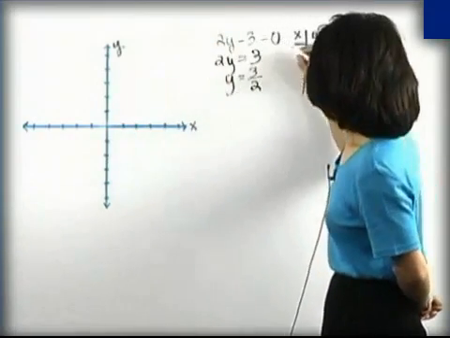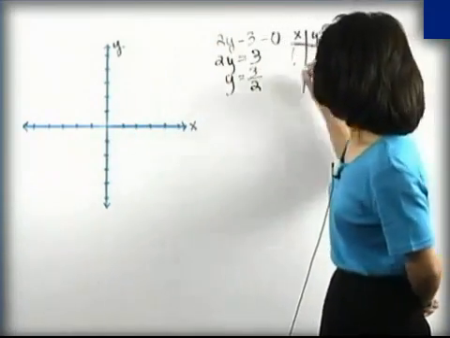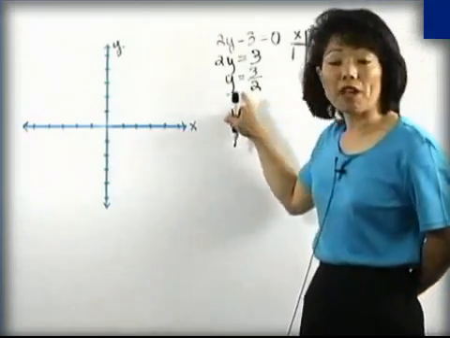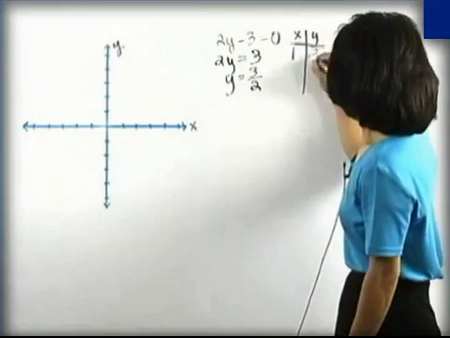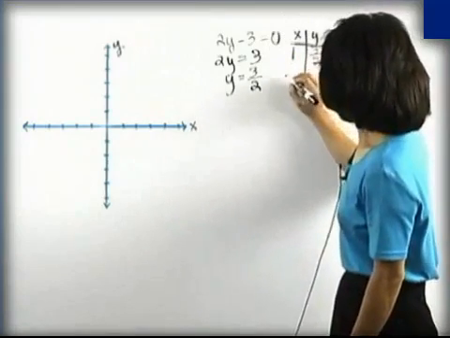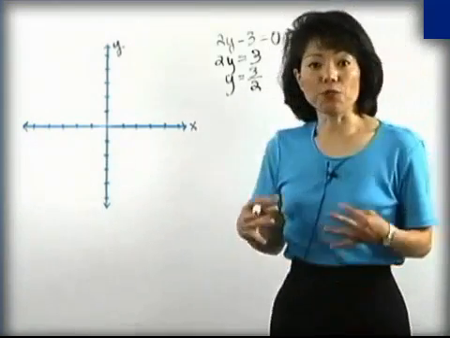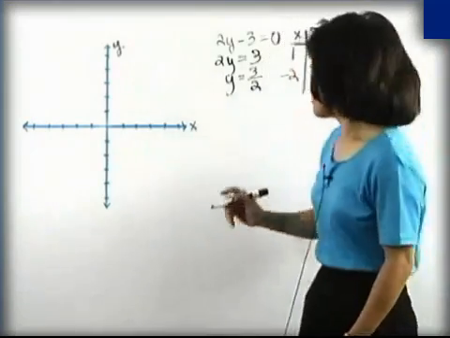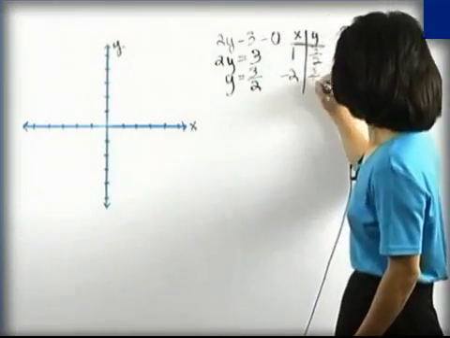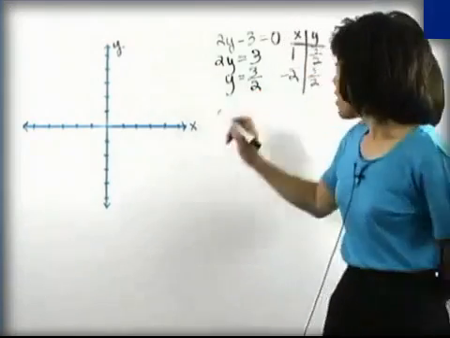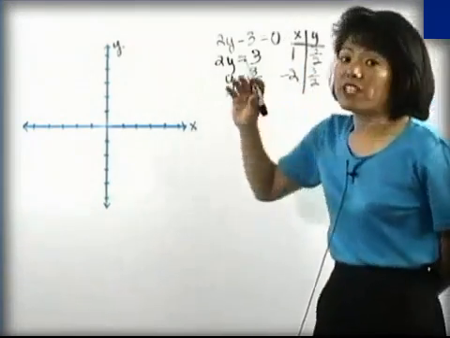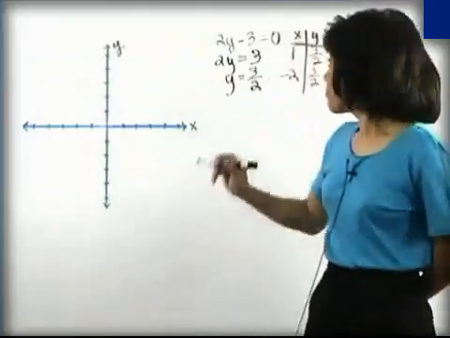So I can choose a couple of points. For instance, I could choose 1. If x is 1, what does it do to my equation? Does it change the value of y? No, y is equal to 3 halves. How about if I choose x is equal to negative 2? How does that change the value of y? Well, it doesn't. I still have 3 halves for y. So now I have a couple of points. Remember, it takes 2 points to graph our line.